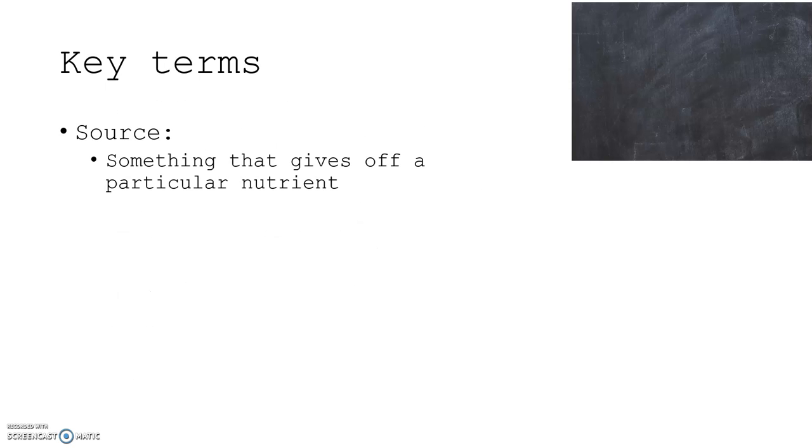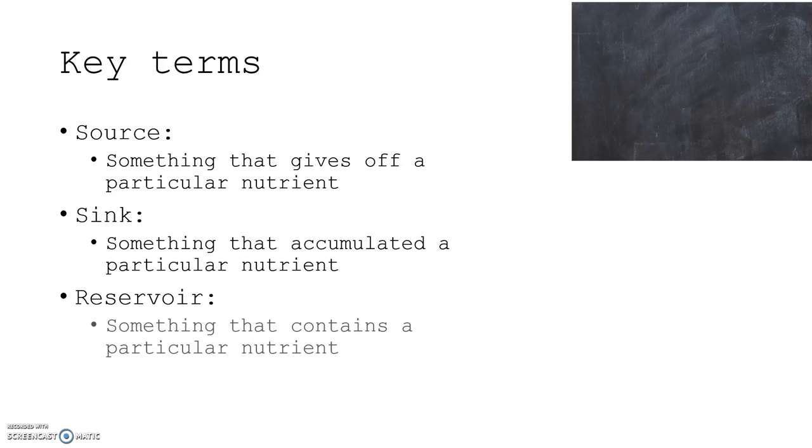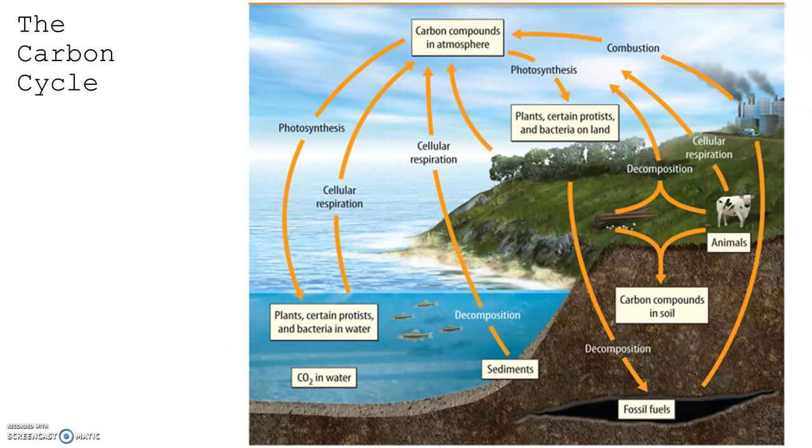Key terms that you should know. A source is something that gives off a particular nutrient. A sink is something that has accumulated a particular nutrient, and a reservoir is something that contains a particular nutrient. These are all terms that you should be familiar with. We're going to start with the carbon cycle.